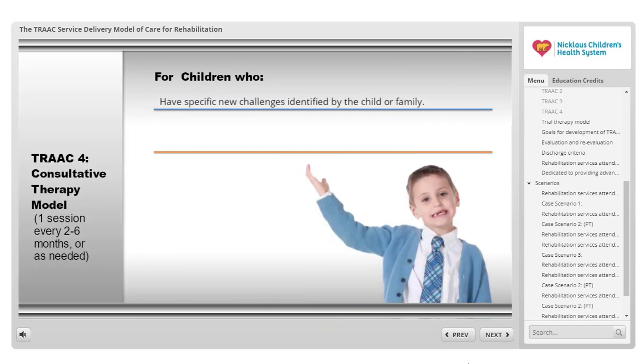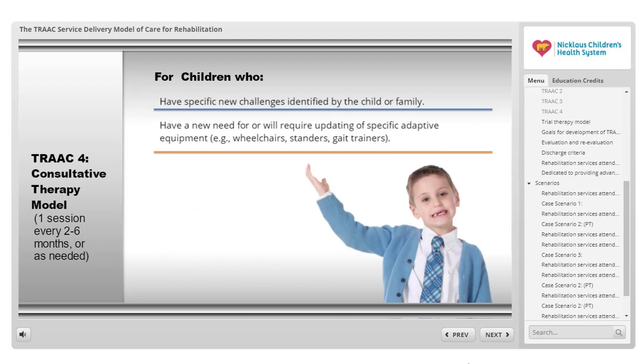Additionally, they have specific new challenges identified by the child or family. They have a new need or will require updating of specific adaptive equipment, for example, wheelchairs, standers, gait trainers.